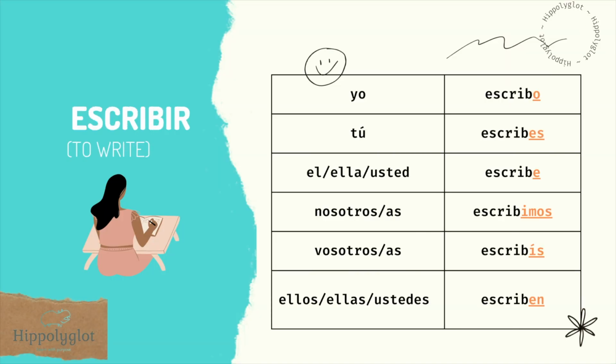Yo escribo. Tú escribes. Él, ella, usted escribe. Nosotros, nosotras escribimos. Vosotros, vosotras escribís. Ellos, ellas, ustedes escriben. Okay, and there we have it. These are the endings for the third and last group.